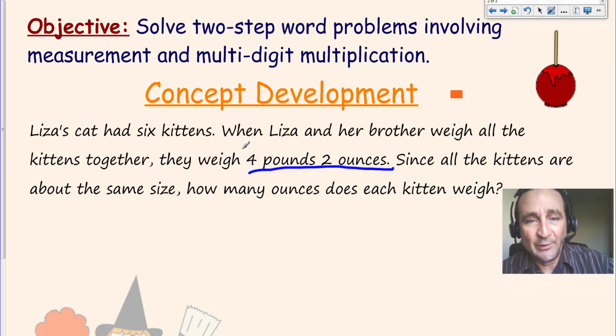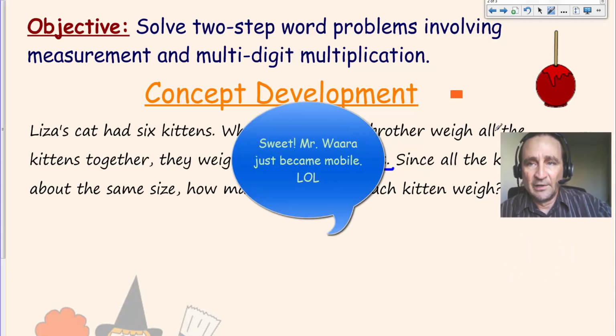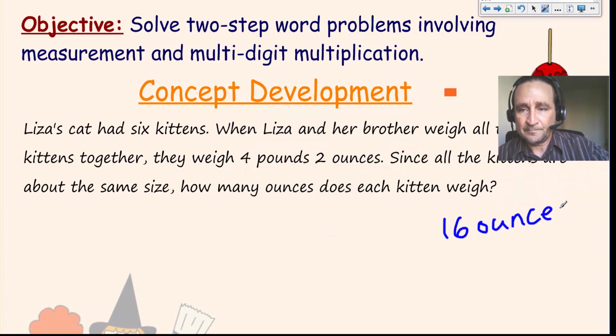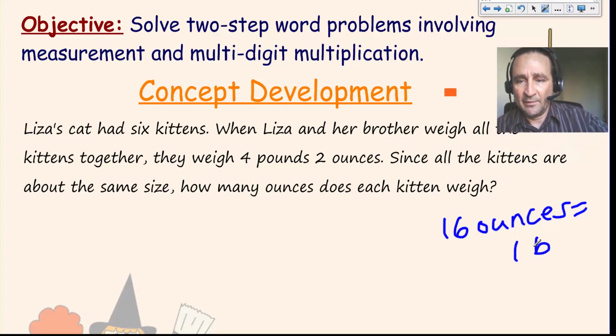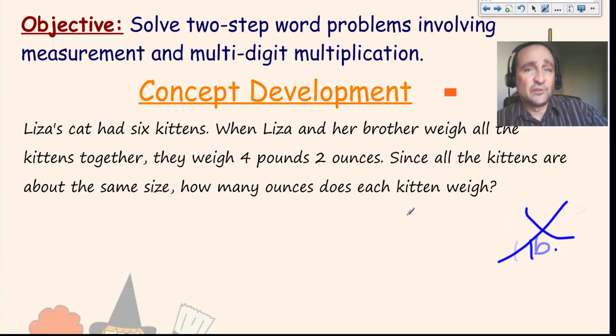If you recall, you were doing some of this converting, so that should be familiar to you. There are, let me just write this down, 16 ounces, if you remember, in 1 pound. There we go, a little abbreviation. That's going to disappear. Now, please don't be confused. That has nothing to do with that special word that I look for every time. Since all the kittens are about the same size, how many ounces does each kitten weigh?